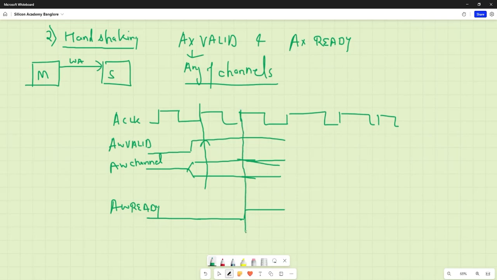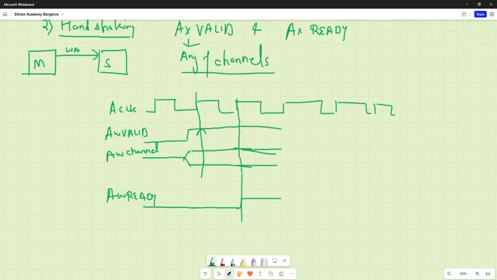Okay, so at this point it happens, suppose. That is an indication for the master that the slave has now got my information that I wanted to send. That is, I wanted to write at a particular address, and this has been done. So I can now remove this AW channel information. I can put my valid down. So this is the area where the information given in the AW channel becomes valid.